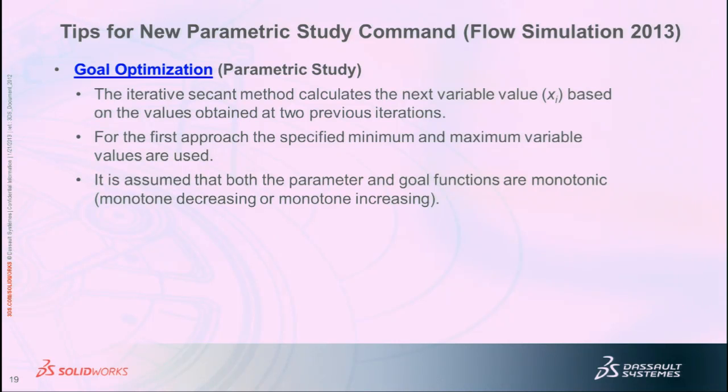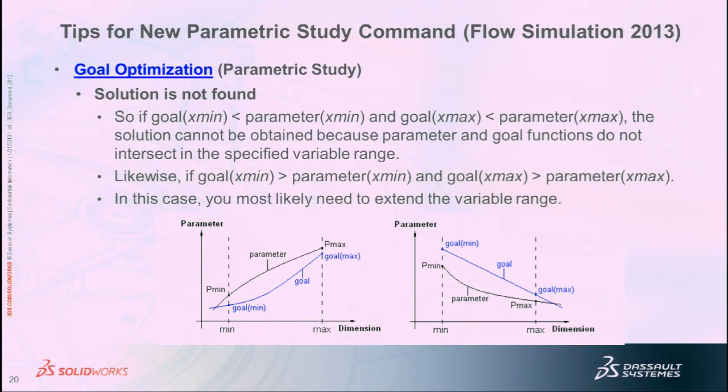And again, it's just explaining in this next slide about the iterative secant math that calculates the next variable based on values at 2 previous iterations. So for the first approach, the specified min and max variables are always used. So it looks at the min, it looks at the max, and it tries to find a value in between. It's assumed that both the parameter and the goal functions are monotonic, monotonically decreasing or monotonically increasing with that.